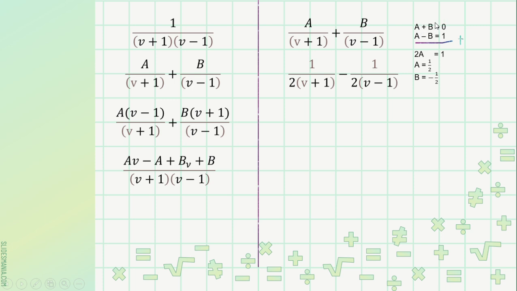A plus B equal to 0. We replace A with a half, so it will be a half plus B equal to 0, and the half goes to the right side, so B equals minus a half. So we know that A is a half and B is minus a half, so we substitute them: A will be 1 over 2 and B will be minus 1 over 2.